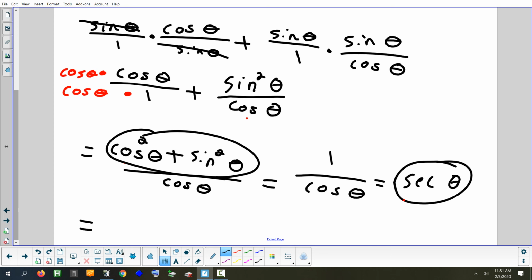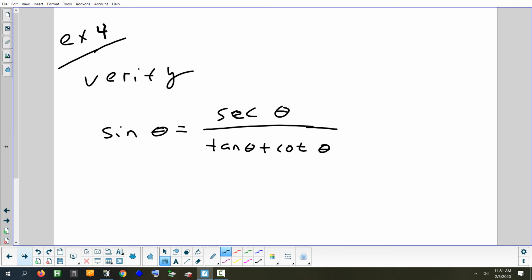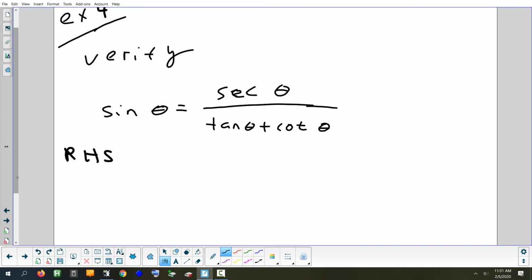Okay. Let's take a look at this one. Verify. You first want to look at the side that looks more complicated. Which side looks more complicated? The right. So we're going to work with the right-hand side. Our goal is to keep working with the right-hand side until you get sine. When you get sine, then you know you're done.